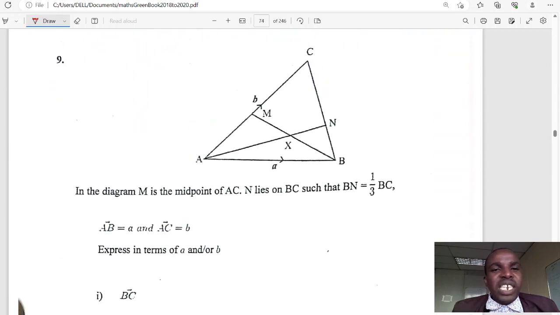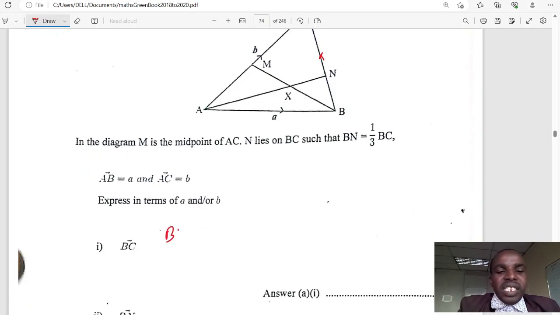Right, next part, question number 9. In the diagram, M is the midpoint of AC. N lies on BC such that BN is 1/3 of BC. BN is 1/3 of BC. Then they said AB is equal to A and AC is equal to B. It's given. Then express in terms of A and or B, BC. BC, right, vectors, you are coming from B to C. You can say BA plus AC.